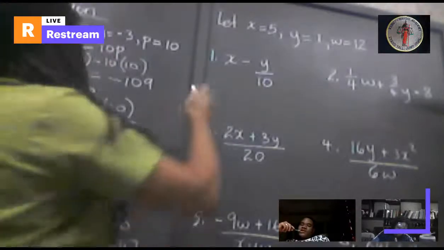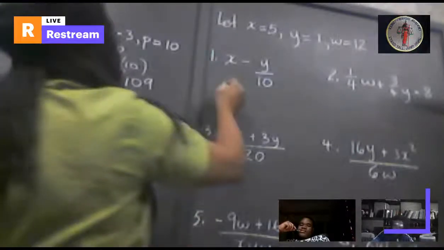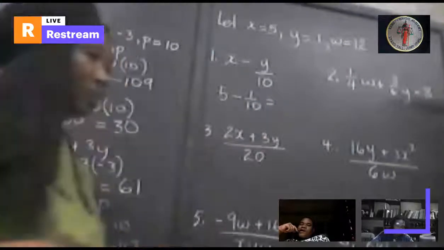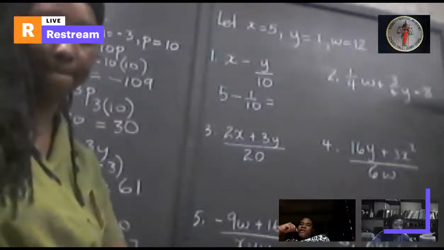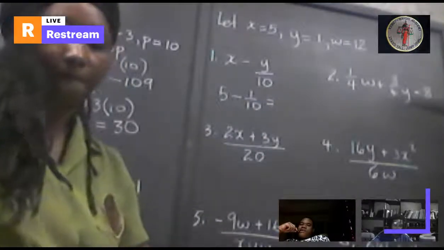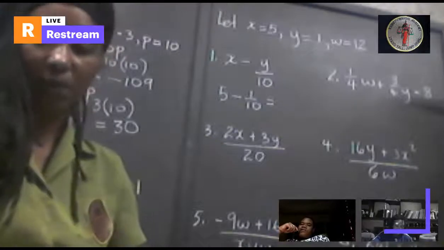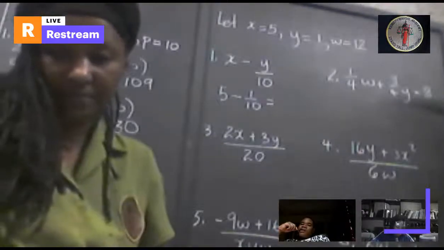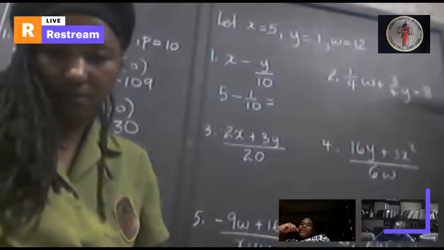So this would be 5, and 5 minus 1/10 would be what? Miss, 5 minus 1/10, you can work that in your head. 4 and 1 over 1. No, sorry, wait.